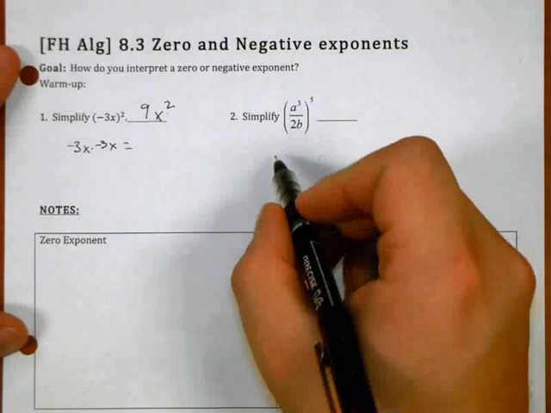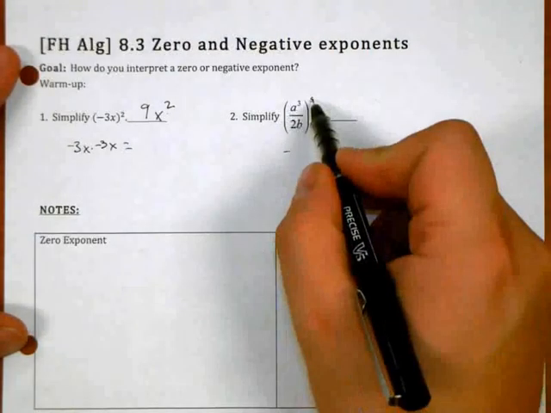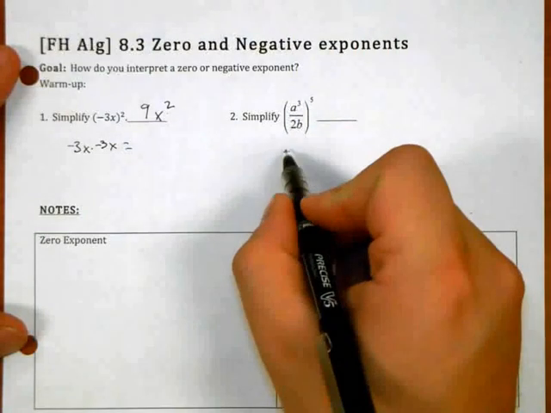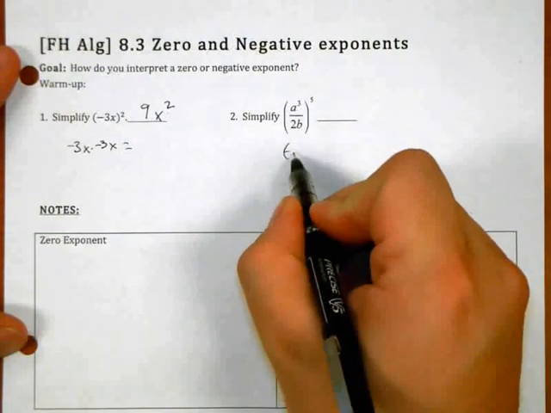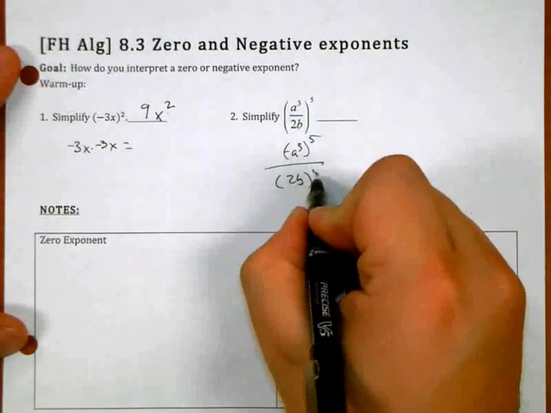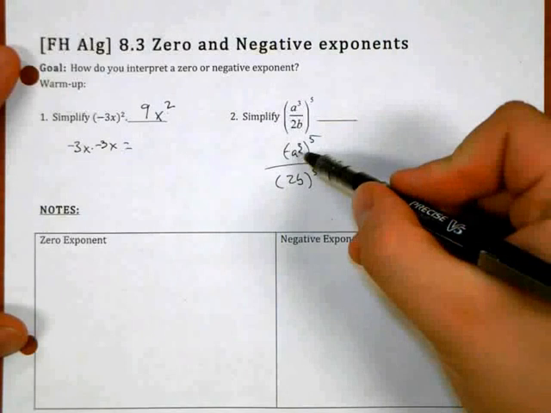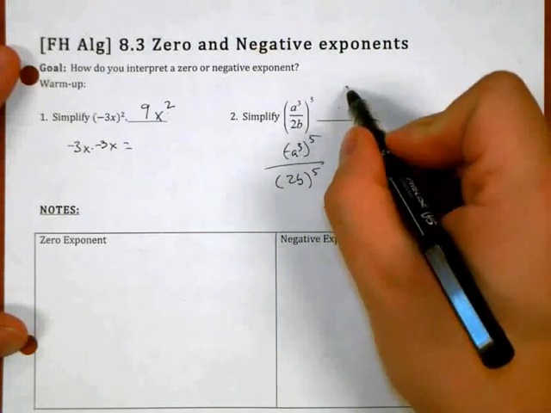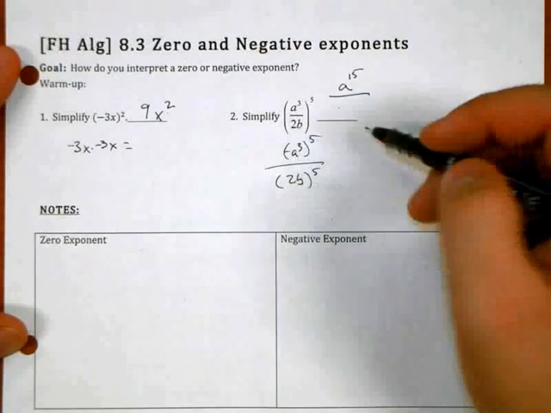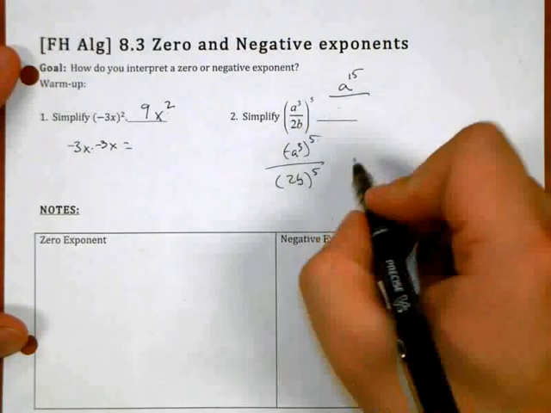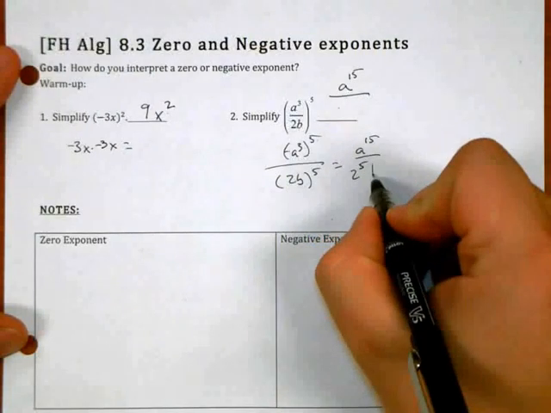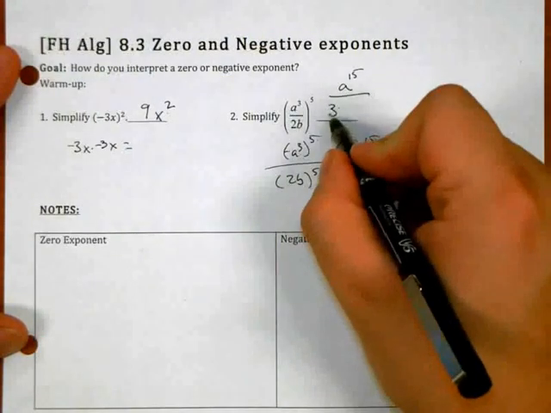We also saw earlier in the unit that if we have an exponent applied to a quotient, then we can more or less distribute that, and we get a to the third to the fifth and 2b to the fifth. And we saw powers of powers multiply exponents, so we have an a to the 15 on top. And then down below we have 2 to the fifth, and b to the fifth, and 2 to the fifth is 32.